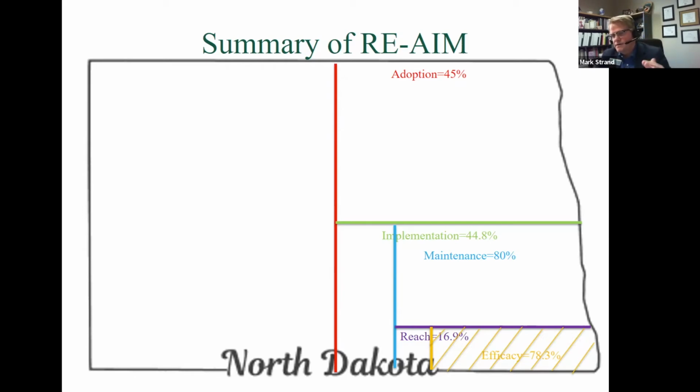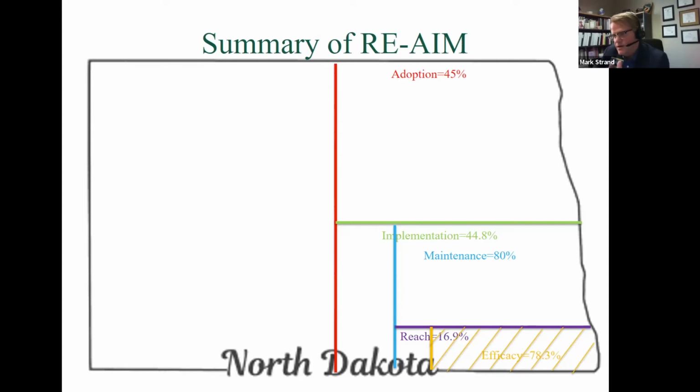So now we got basically the lower right quarter of the state outline. In other words, 44.8% of the 45% leaves that lower right quarter. So about a quarter of the pharmacies in the state implemented the program. So that means 75% of the patients in the state have no opportunity to participate because their pharmacy did not implement the program. The maintenance is then 80%, so then that draws another line down.